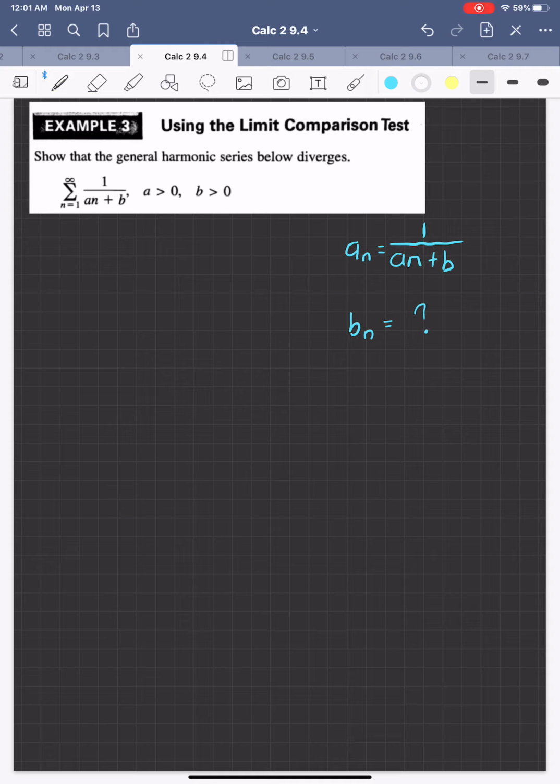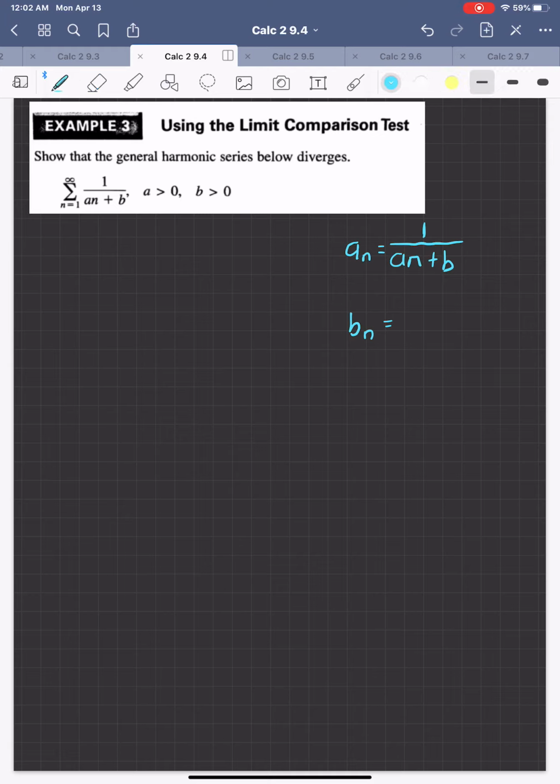Notice that I jump in. Remember, it's simply going to say something like show that the following series below diverges, or show that it converges or diverges. Either way, we're given the A sub n. We are not given a B sub n. We're going to come up with that in just a second. But what's really nice is we're told that A is greater than 0, B is greater than 0. So what we need to do now is, first let's come up with a B sub n, and then let's start to make sure it meets all the criteria to use the test, okay?